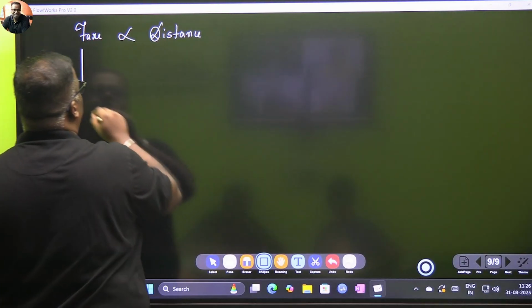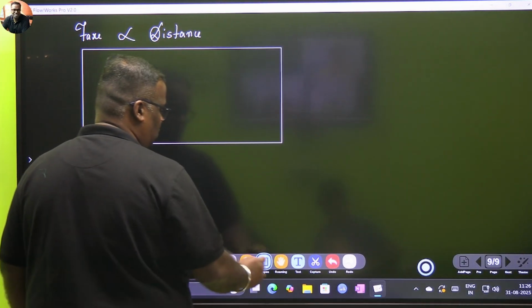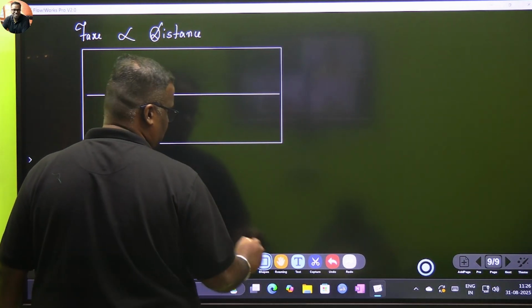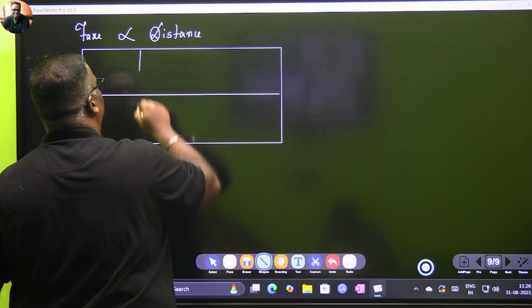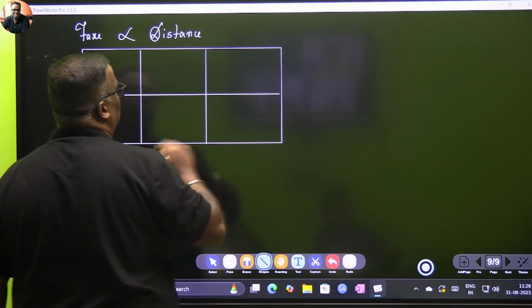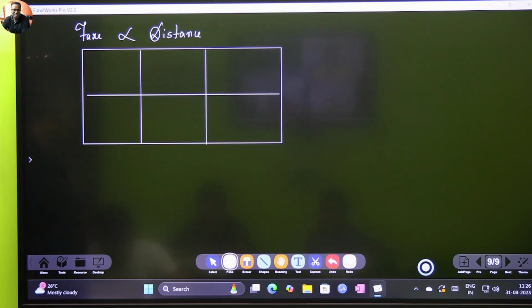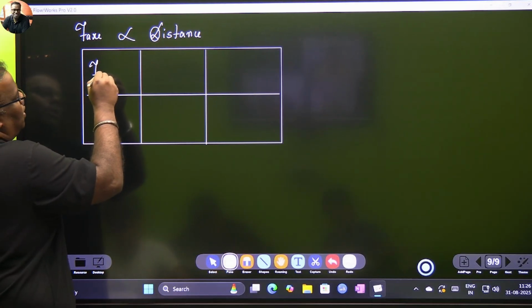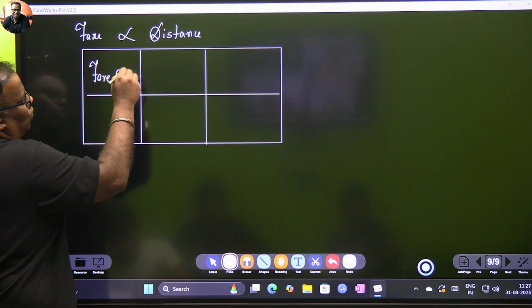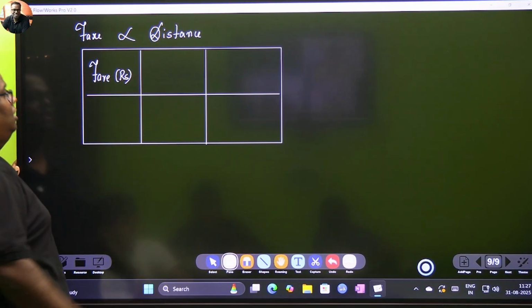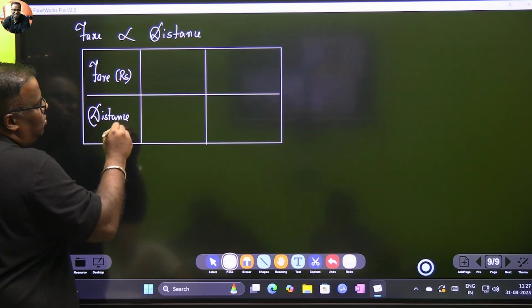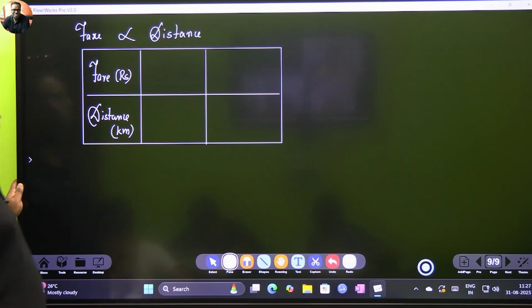So let's make our box. This is our box. What have they asked us to find out? How much would it charge? So fare is to be found out, so we'll write fare on top. Fare, I'm putting it in rupees, and distance, which would be in kilometers. Okay, can you fill the data for me?